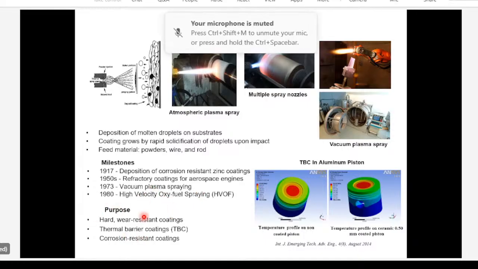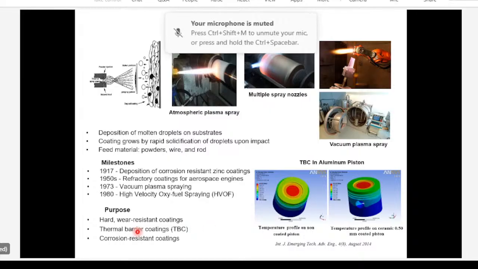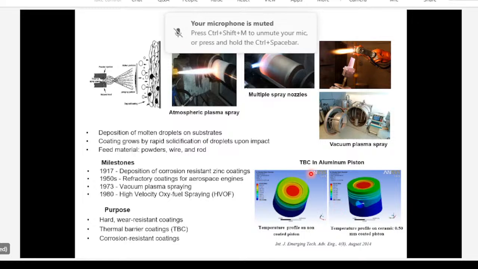So the main reasons for applying thermal spray coatings are these here: to form hard wear resistant coatings, to apply thermal barrier coatings, and to deposit corrosion resistant coatings. These are some simulation results from the literature on thermal barrier coatings on an aluminum piston.